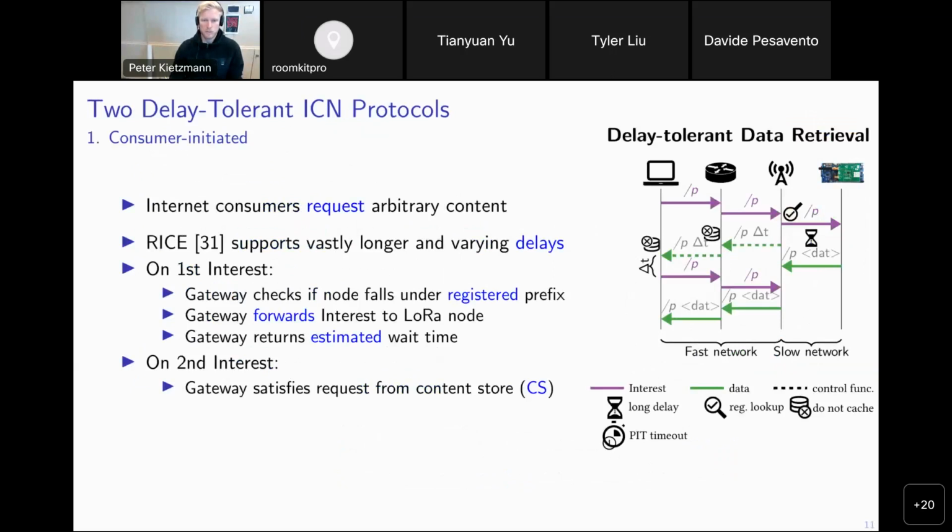We leverage the concept of remote method invocation for ICN, namely RISE, that supports longer data retrieval times. Upon reception of a so-called RISE request initiation interest, the gateway forwards the interest to the registered LoRa node. A so-called thunk response data packet contains an indication of the estimated waiting time, leveraging knowledge. The estimated data arrival time enables the consumer to set an appropriate retry timer without the need for specific producer knowledge. After a repeated interest, the data item is likely served from the gateway cache.